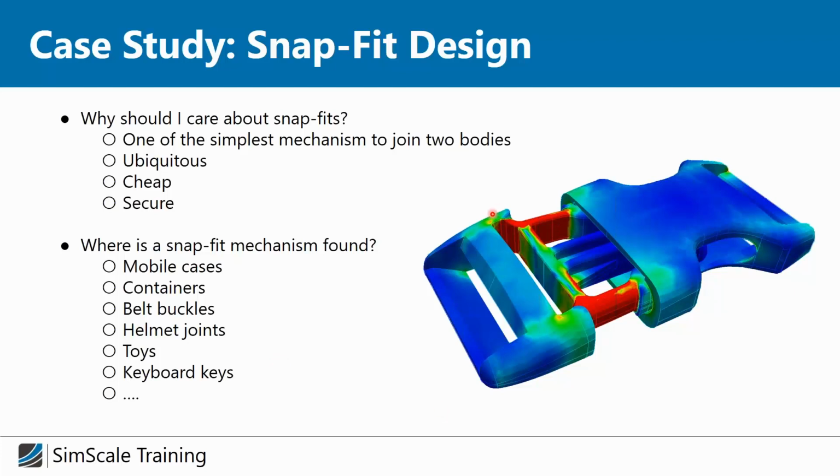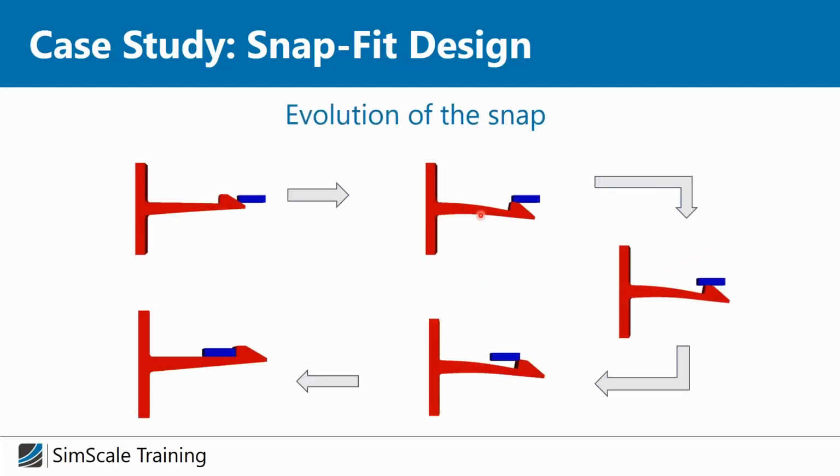Even if it's such a simple design, it can be very challenging to optimize snap fits. Therefore, you have to understand how a snap fit works. Basically, we have two parts, and we move one part into the other one. Through this shape here, the snap is bent down, and once it passes this area, it will snap up again, bend back here, and then it's connected.